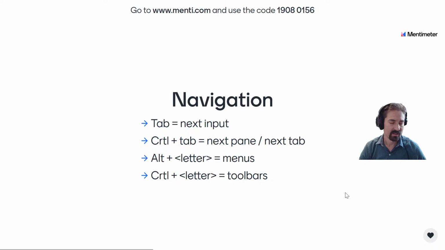Now, of course, navigation, like getting around the screen, is important, and that is something that you don't want to screw up, but it's also just important to know how it works. Tab goes to the next input. What do I mean by that? If you go to a form, your cursor is basically on the first thing in the form. You hit tab, it's going to go to the second thing. You hit tab again, it's going to go to the third thing.